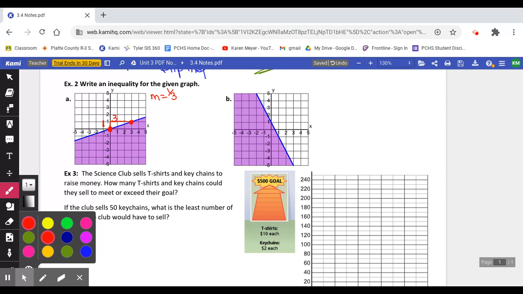Now I also have to know the y-intercept, the b. So where does it cross the y-axis? Crosses the y-axis at 0.